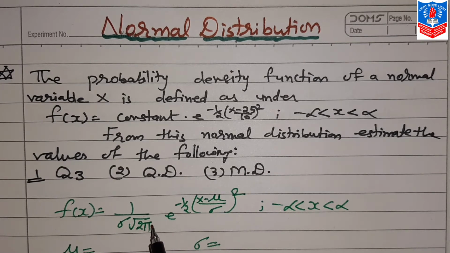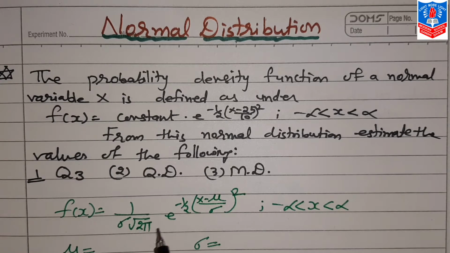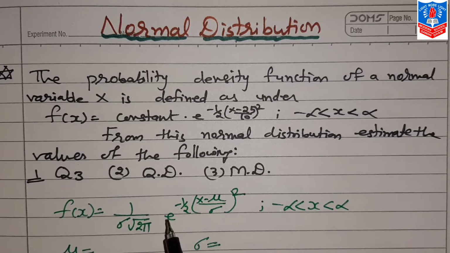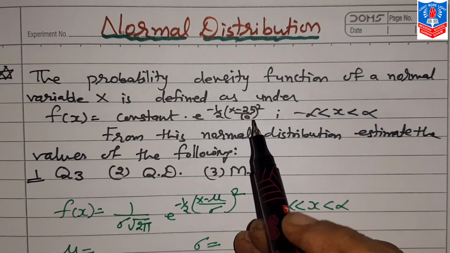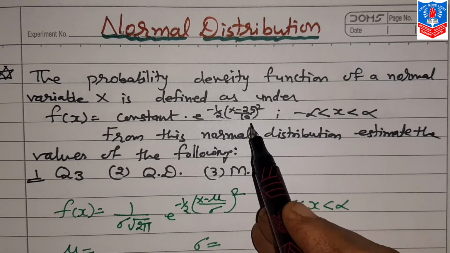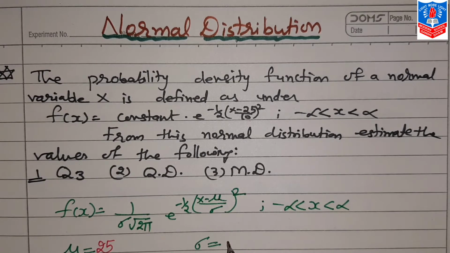Now already in the first session we discussed the formula for finding f(x), that is 1 upon sigma root 2 pi e raised to minus half ((x minus mu) upon sigma) whole square, where the value of x lies between minus infinity to plus infinity. Now here in the question, values are given. This 25 is the mu value, and sigma is 10. So I can write here at the place of mu, 25, and at the place of sigma, 10.